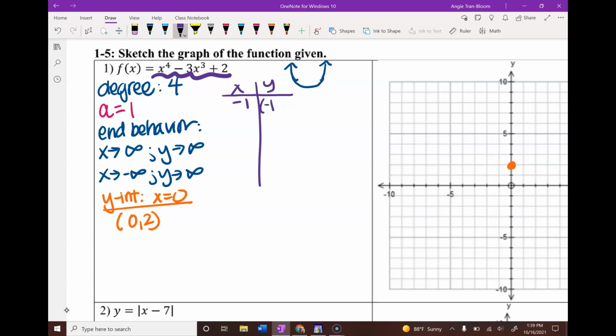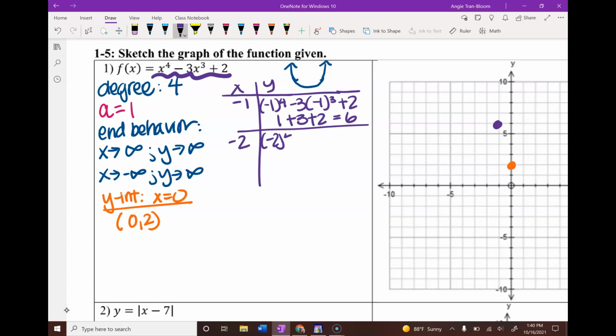So (-1) to the 4th minus 3 times (-1) to the 3rd plus 2. (-1) to the 4th, that's going to be 1. (-1) to the 3rd, that's -1 times -3 is now positive 3, plus 2. So this is going to give us 6. And now we're going to go -1, up 6. I'm going to go one more to the left to see what's really going to happen.